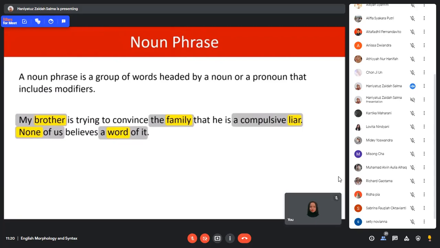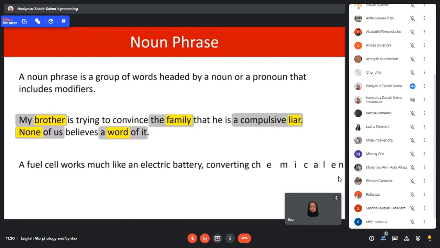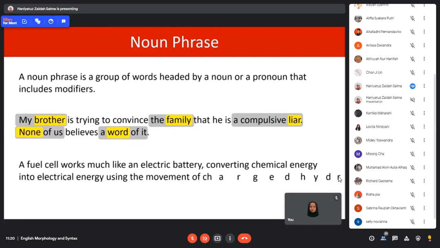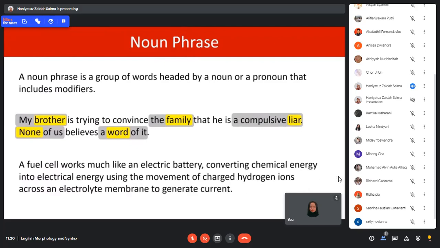Let's try another one. A fuel cell works much like an electric battery, converting chemical energy into electrical energy using the movement of charged hydrogen ions across an electrolyte membrane to generate current. Okay, let's pick out the noun phrases. Cell is the head noun. A fuel cell is the noun phrase. Battery is the head noun. An electric battery is the noun phrase.